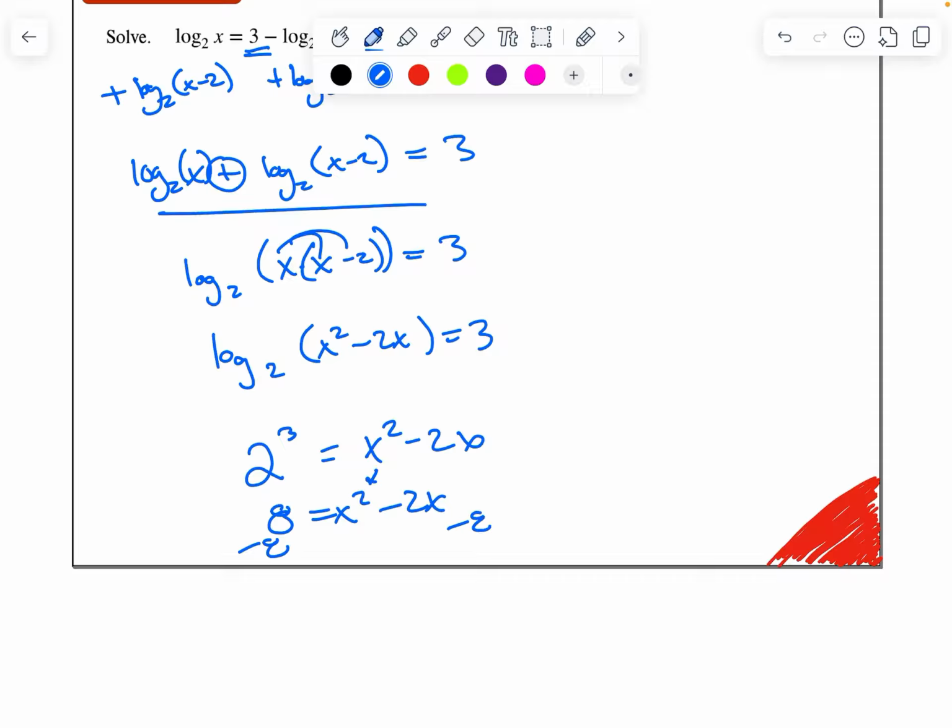With a quadratic, I always get it equal to 0, factor it, and then set the factors equal to 0.